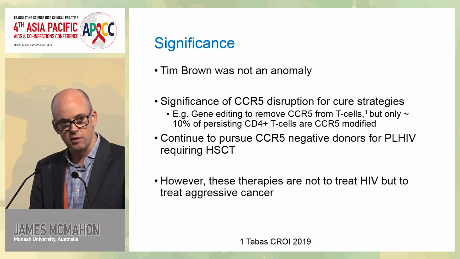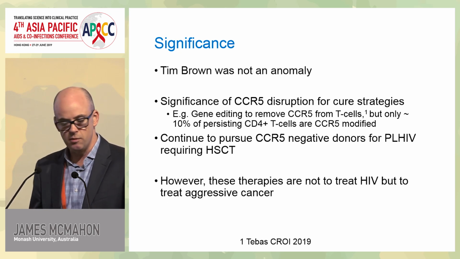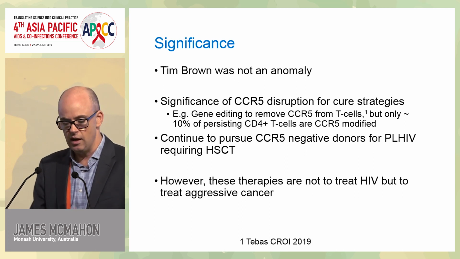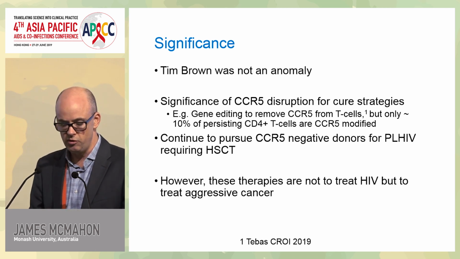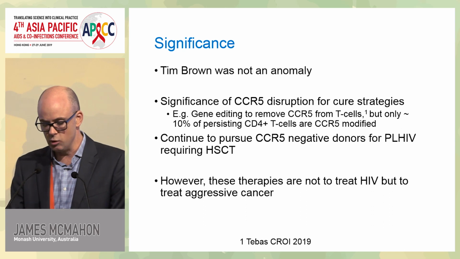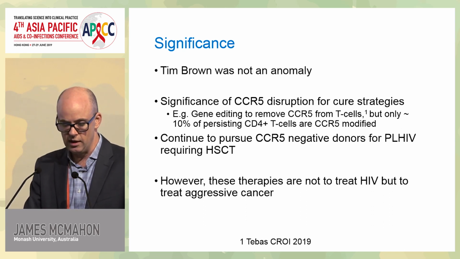And the reason why this was probably such an important finding is that it showed that Tim Brown was probably not an anomaly. Maybe Tim was just a one-off, but this is a very similar sort of event, and it just shows the significance of this CCR5 disruption. And there are other strategies where people's T cells are being taken off, the CCR5 is being removed and they are being reinfused. So this will continue to be pursued, and it's really important to understand that this can't be done with HIV routinely. The mortality from a bone marrow transplant in this setting is about 1 in 3. So it really is not an intervention that can be performed widely.